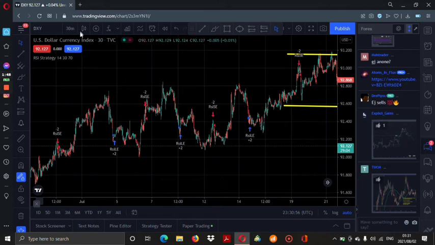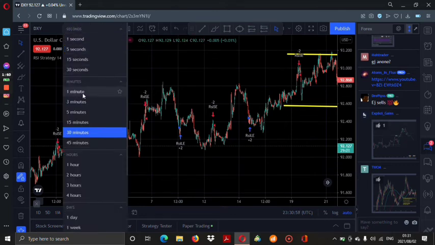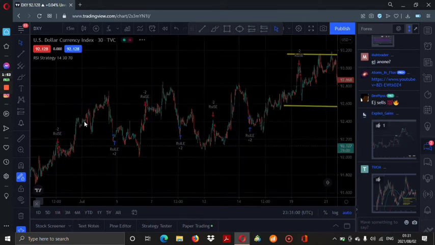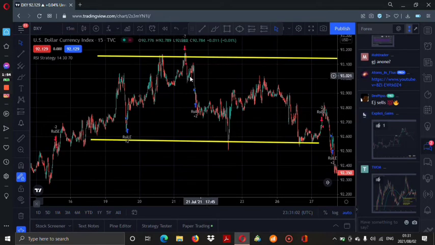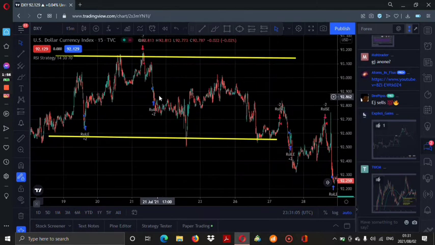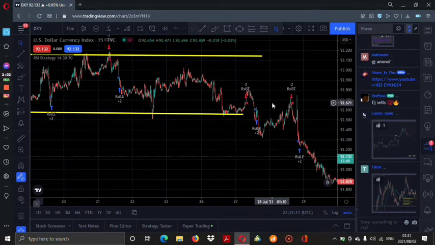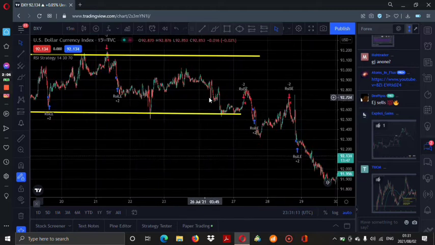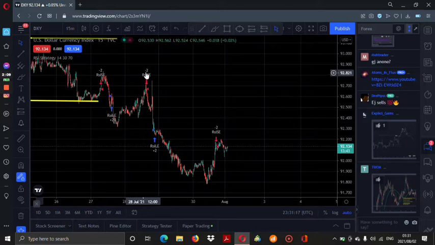Let's go to a 15 minutes chart time frame. A little bit bigger now. Excuse me, guys, I think I'm having a little bit of internet issues. As you can see, there's a spike here. There's a reason why there's a spike here.